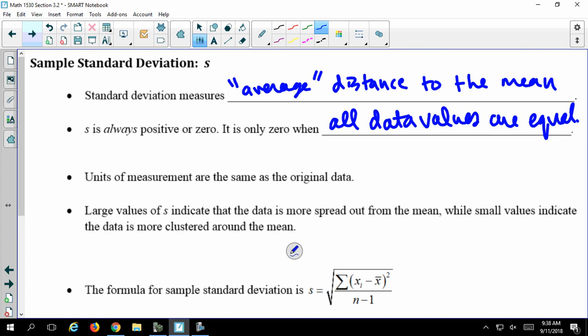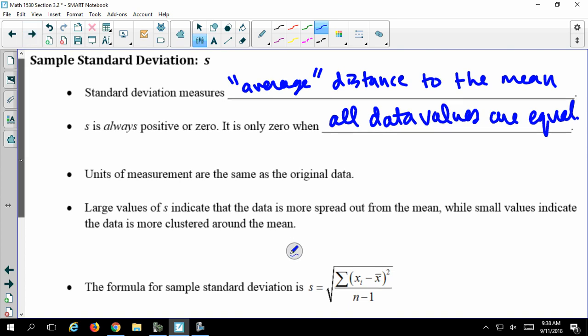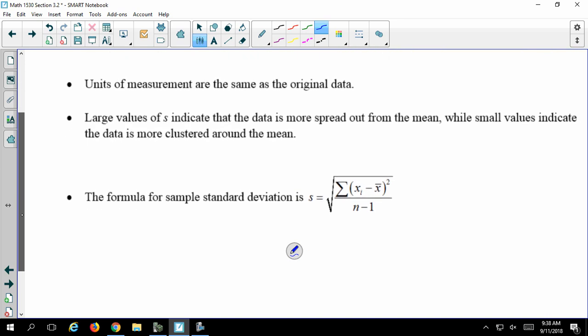The units of measurement are the same, so if your data is in feet, then your standard deviation will be in feet, and so on. Large values of S indicate that your data is more spread out. Small values of S mean your data values are more concentrated together, around the mean, around the middle.